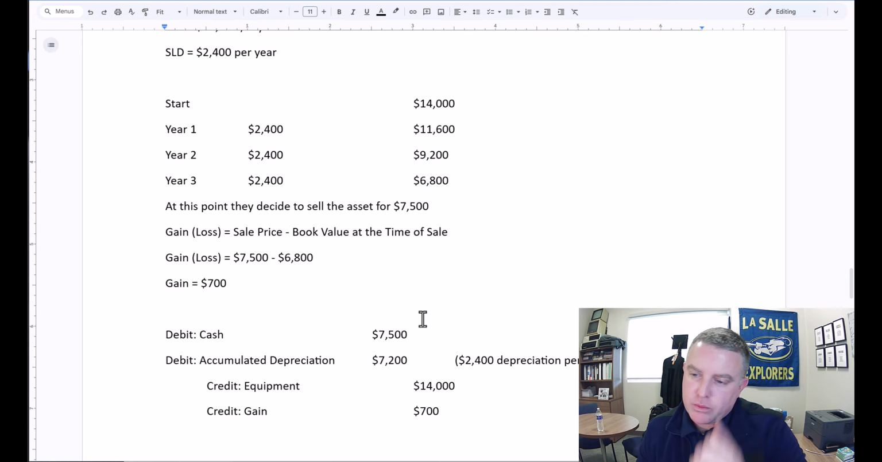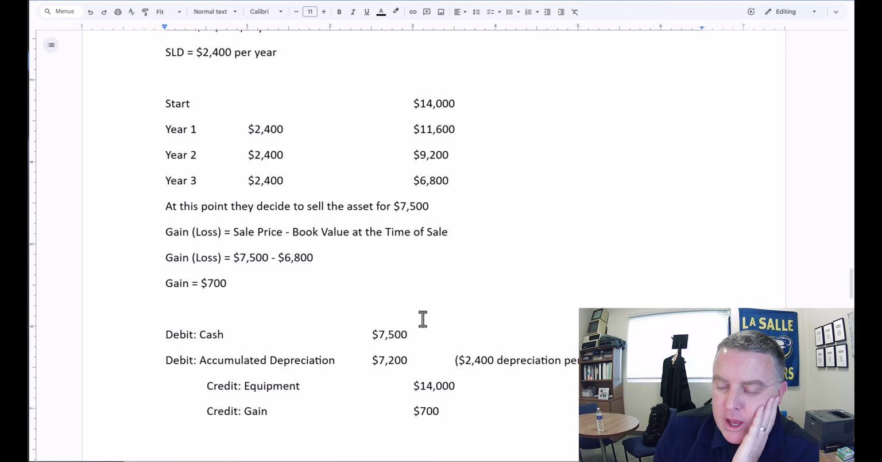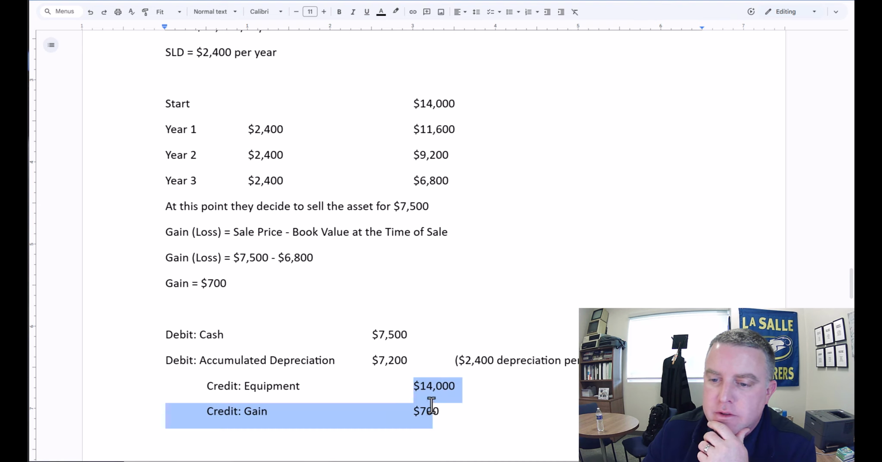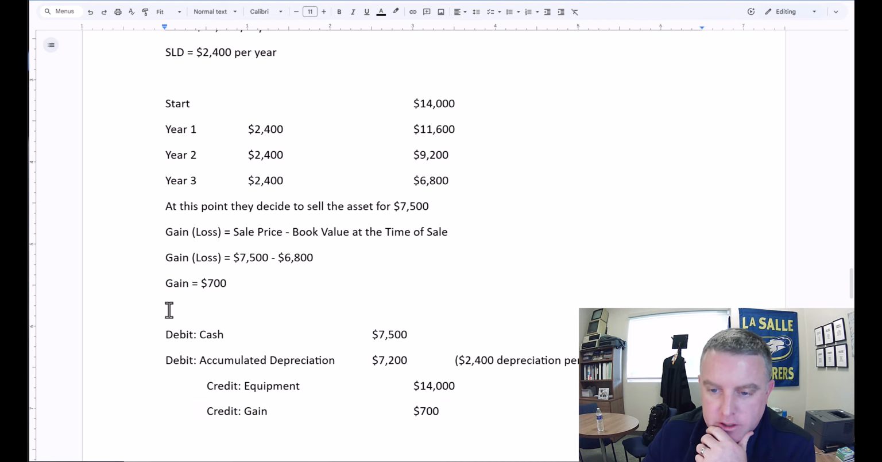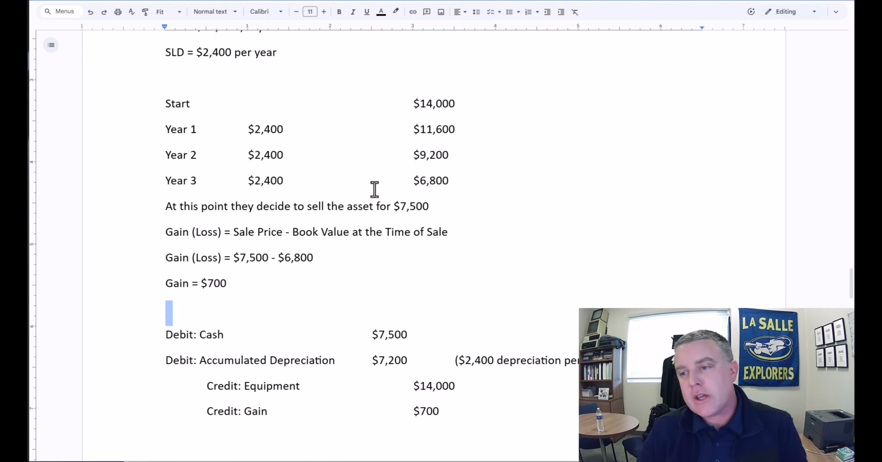So let's make sure we have the right answer here. 7,500 plus 7,200 is $14,700. The total on the debit side is 14,700, and that's the same amount that we have on the credit side, 14,700. So this is the correct answer here. Make sure you know how to calculate the gain or loss, and make sure you're comfortable doing this journal entry.